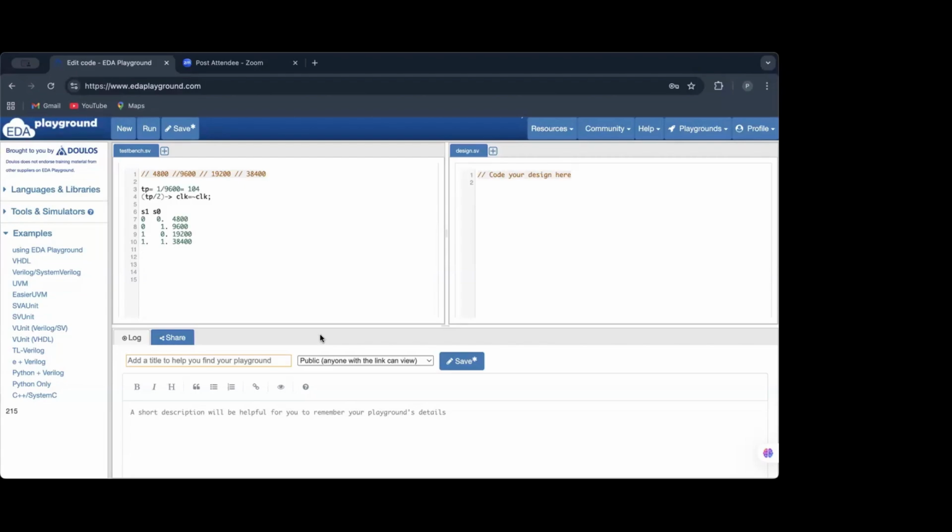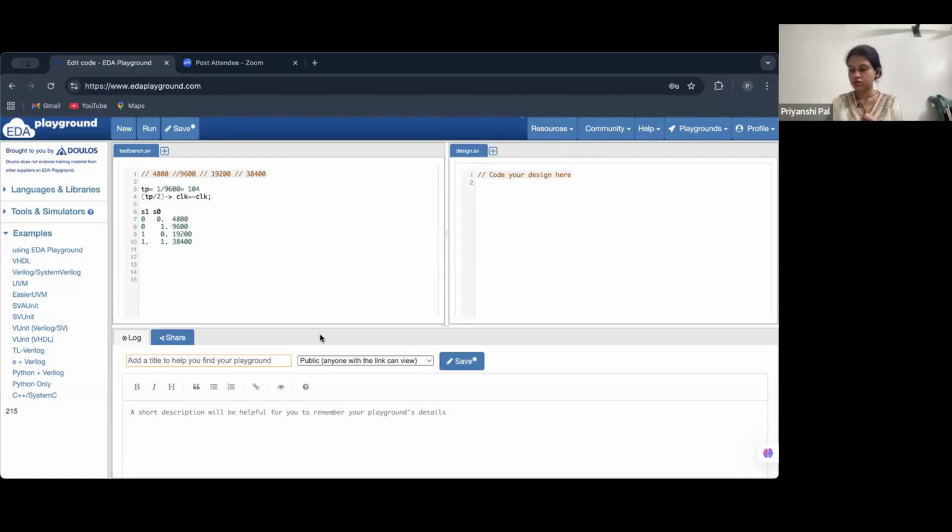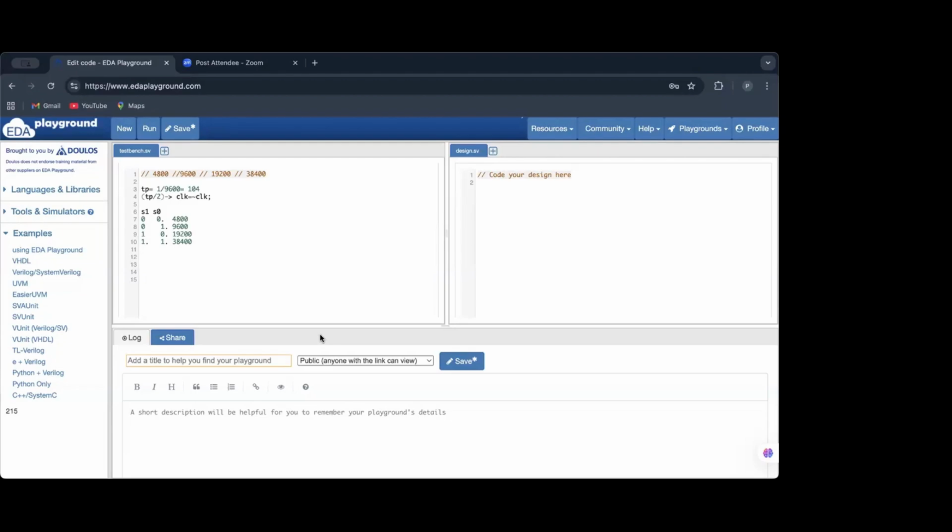Okay, so suppose we have two masters starting at the same time. What will happen? They are accessing the same slave. Yeah, there will be corruption of data or something like that.